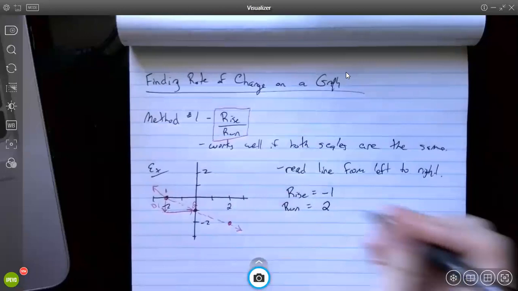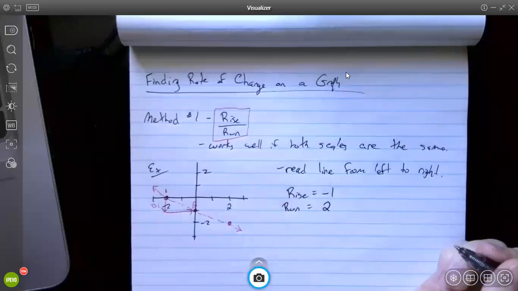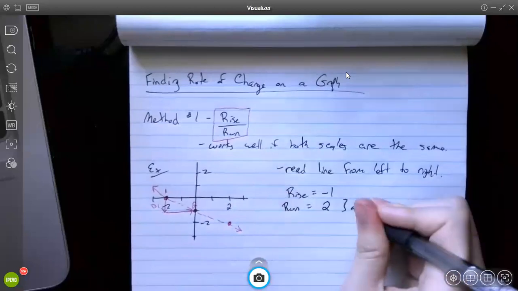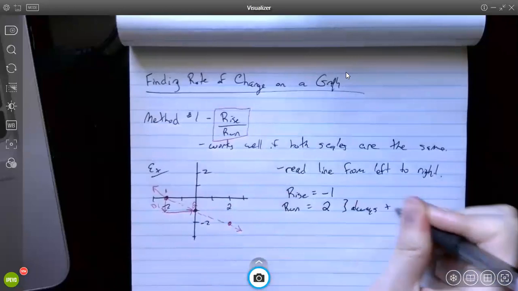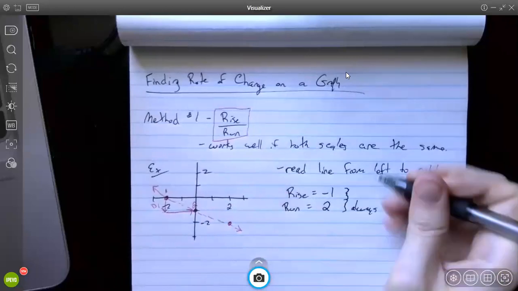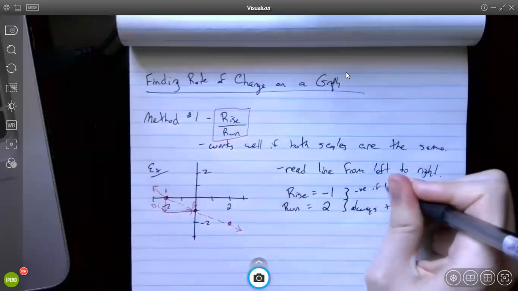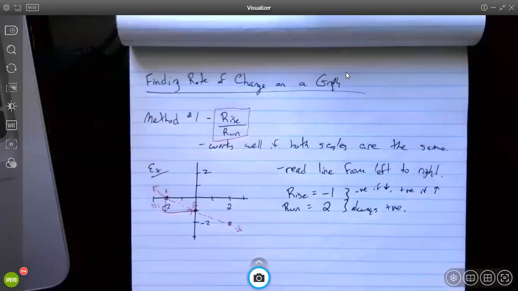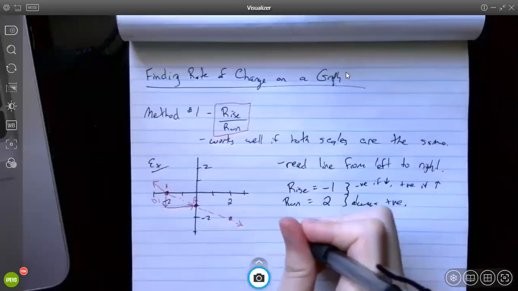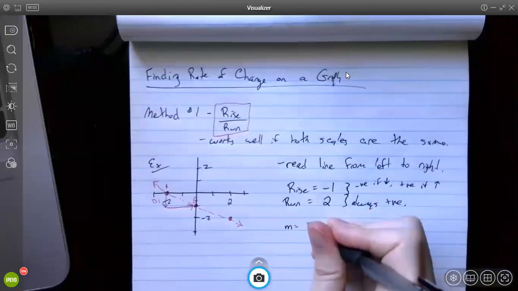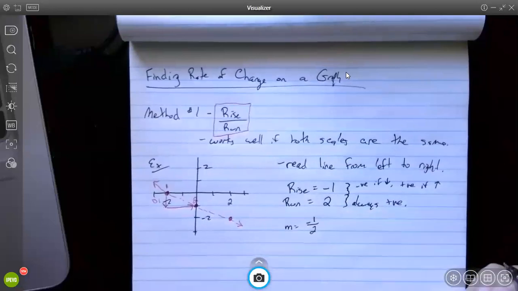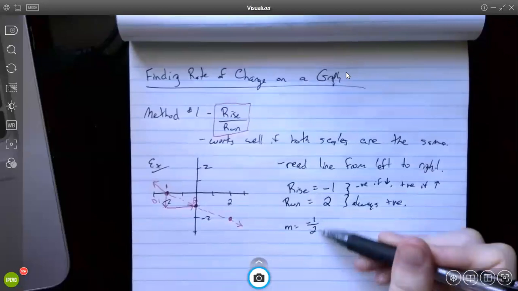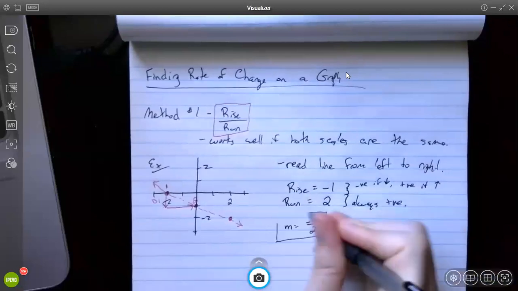If you always read the line from left to right, your run should always be positive. And then your rise, again, will be negative if you're going down, positive if you're going up. And then our final answer here for our slope is just the rise divided by the run. So -1 over 2, our slope is -0.5. You would always put this in lowest terms if possible, but that is already in lowest terms, so that's our answer.